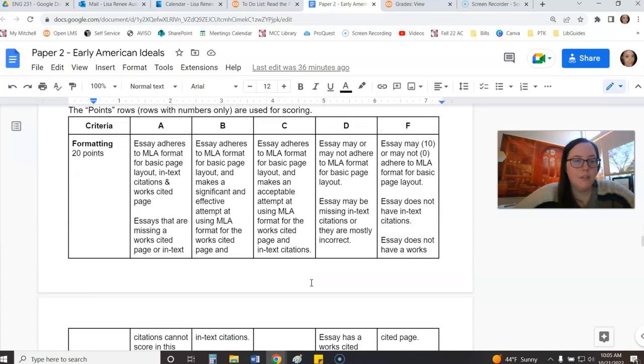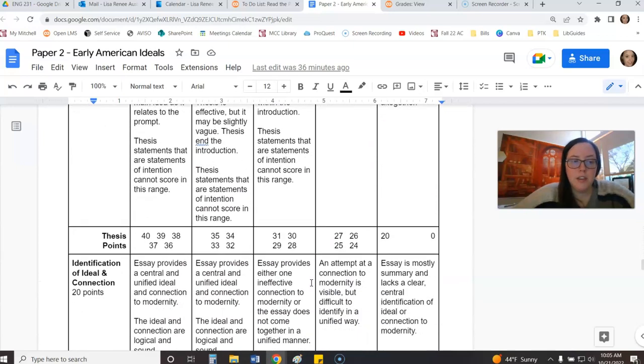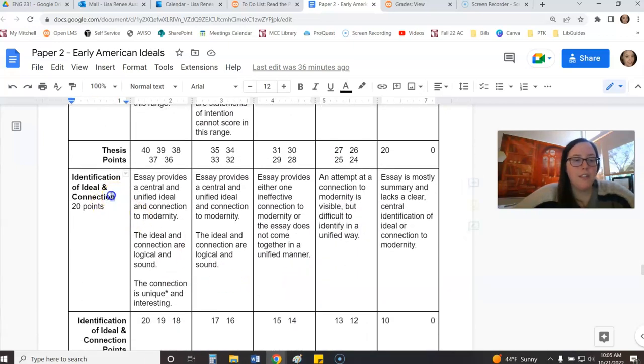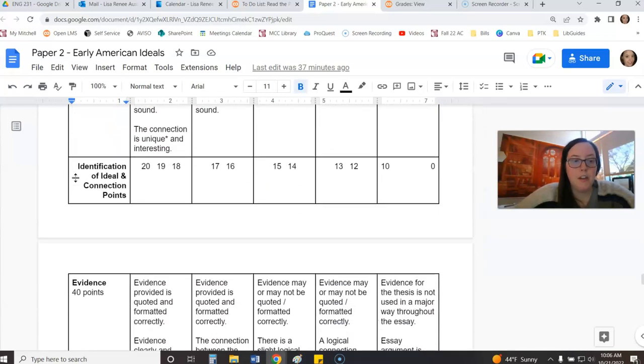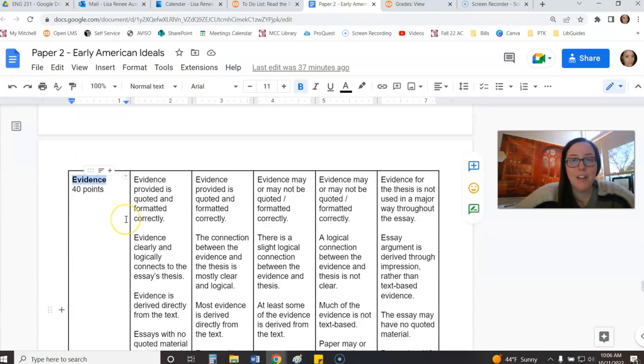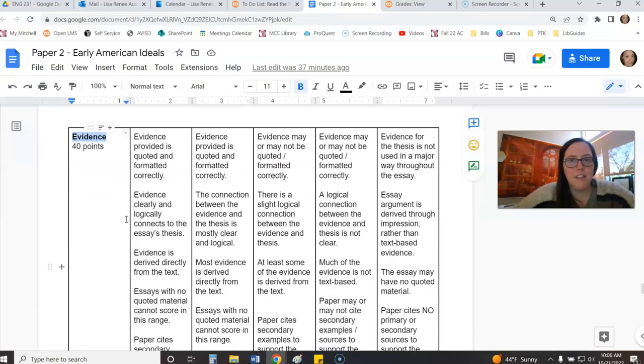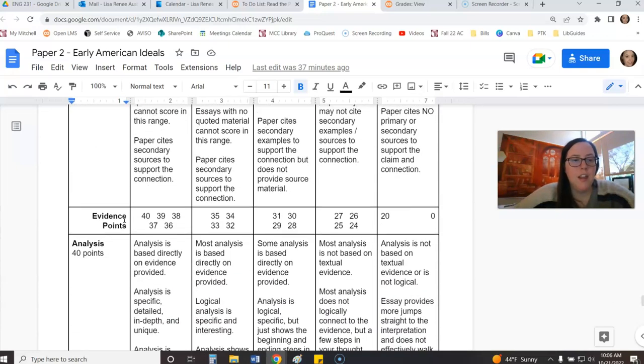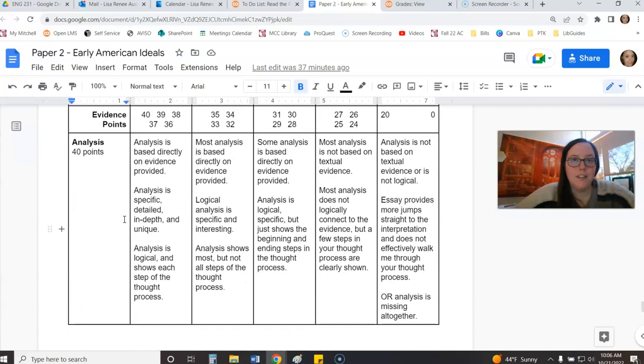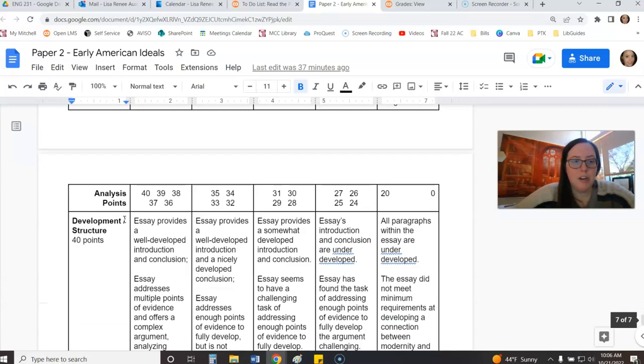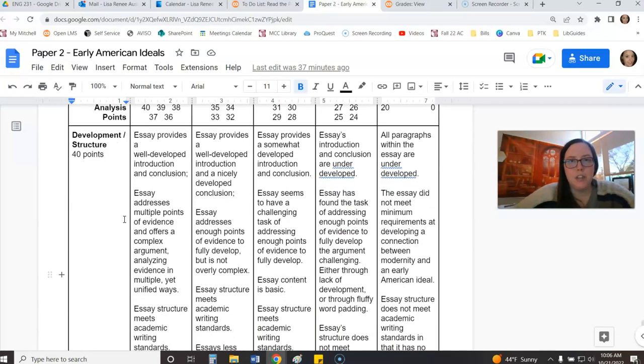The rubric covers formatting, the thesis statement, if you are successfully identifying the ideal and how it's connected to modern America, providing evidence both that the ideal exists in the text and also evidence that the ideal is accepted or rejected today. So again, that connects back to no personal experience. Obviously, I want to see your thinking. That's the analysis part of it. And then the development and structure of your paper.